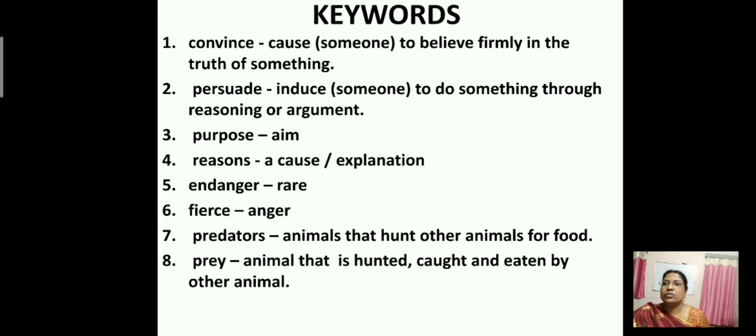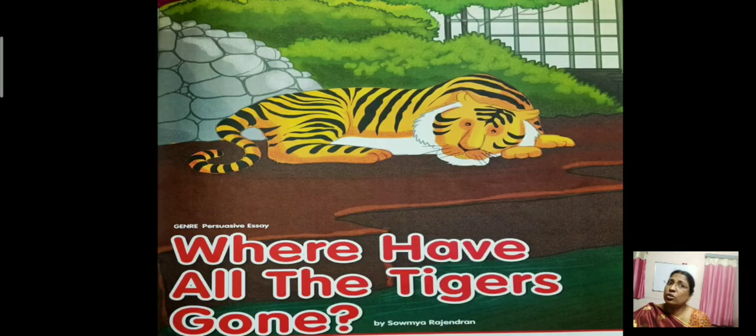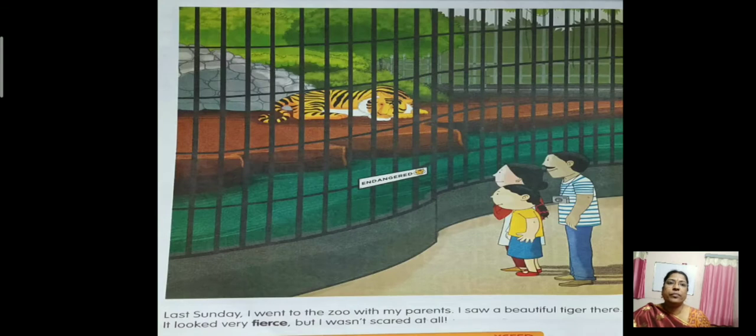Clear, children? So now let us move on to the next slide. Now we are going to read the lesson, Where Have All the Tigers Gone? It is written by Sowmya Rajendran. Now see the first slide, children.